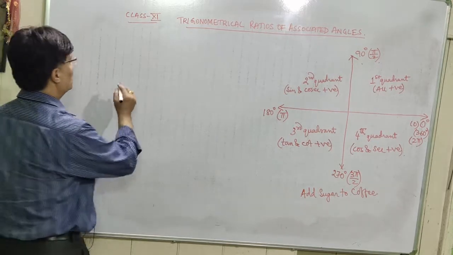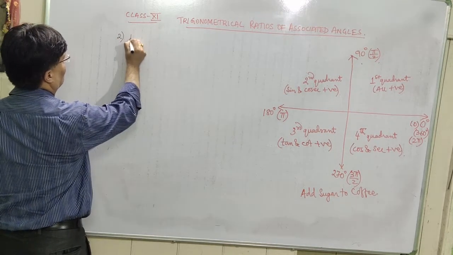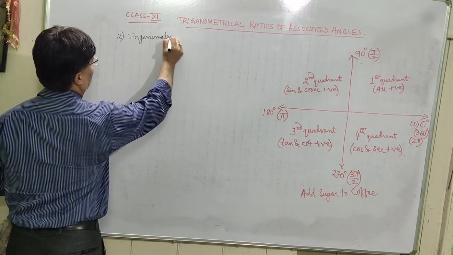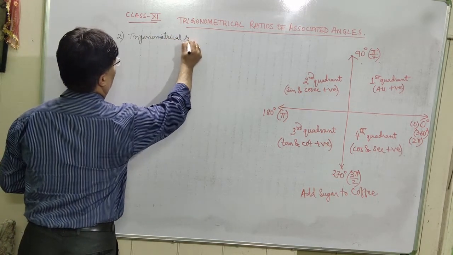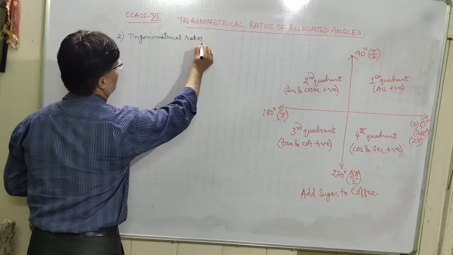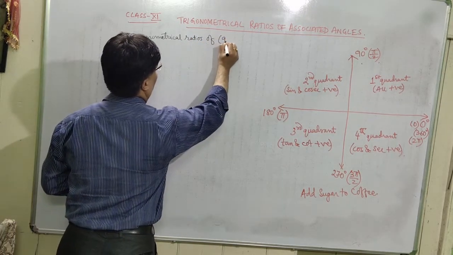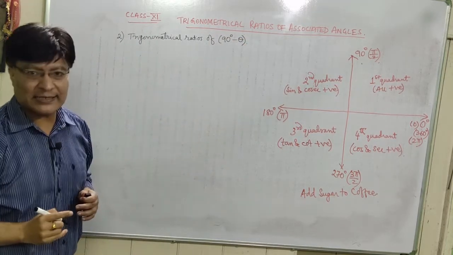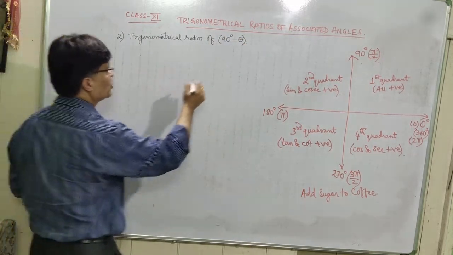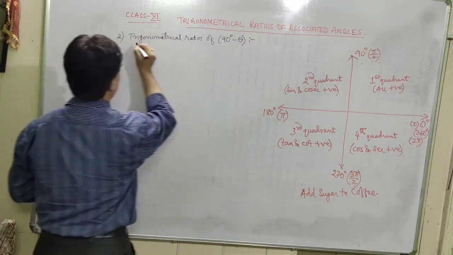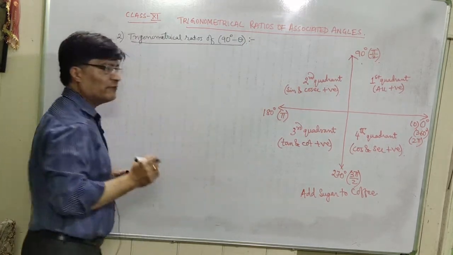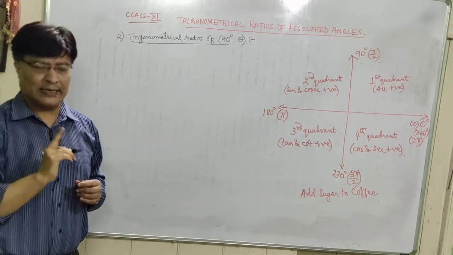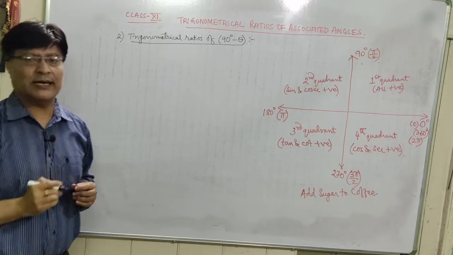Now we will do number 2, that is trigonometrical ratios of 90 degree minus theta. You have done it in class 10, I think. Trigonometrical ratios of 90 degree minus theta. So let us find out the formula for sine 90 minus theta, cos 90 minus theta, tan 90 minus theta, cot 90 minus theta, and so on.